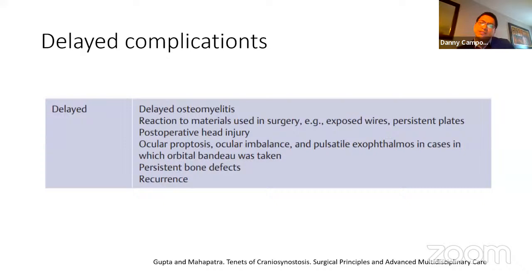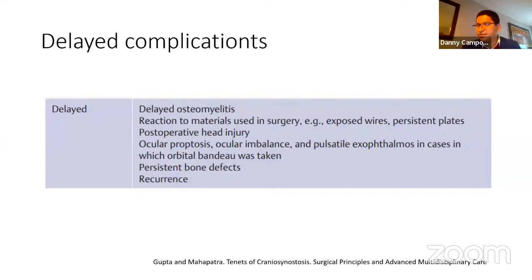During the following weeks, sometimes we also see delayed complications: osteomyelitis, reaction to material used in surgery, postoperative head injury, ocular proptosis, ocular imbalance, persistent bone defect, and recurrence.